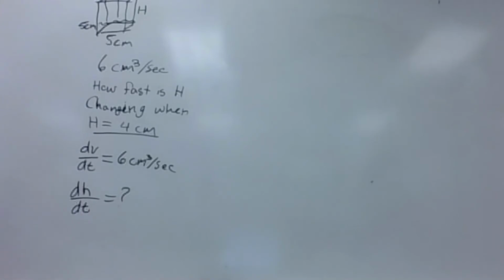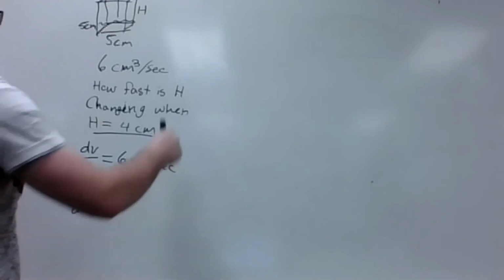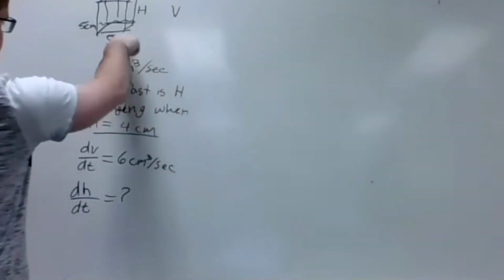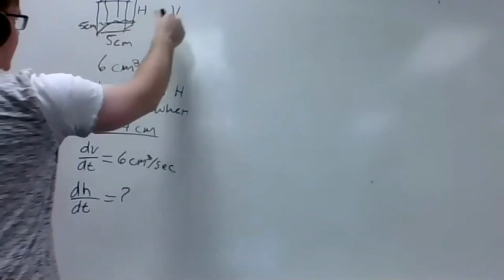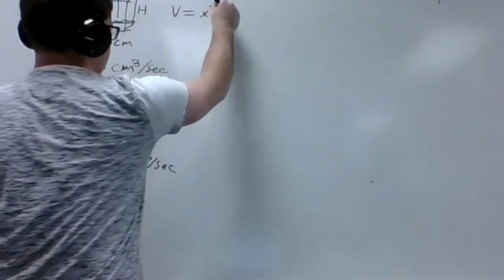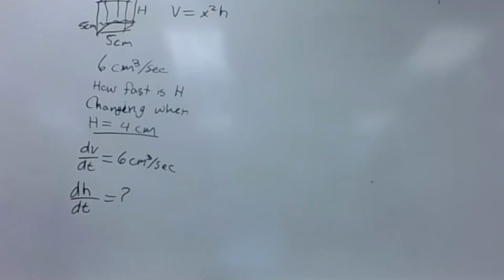So the first thing to do is to come up with an equation for the volume of a cube, which is pretty simple, right? Because it's just length times width times height. So volume, and since it's a square base, 5 by 5, we can say that it's x squared h, right? That makes sense how we do that? Yeah, x squared. That's right.